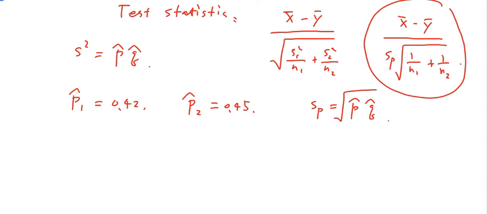So the question is, we have two p hats, p1 hat and p2 hat. Which one should we choose? We should not choose p1 hat, and we should not choose p2 hat. So here we also introduce the pooled proportion.